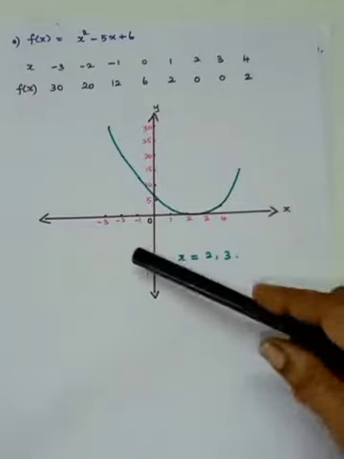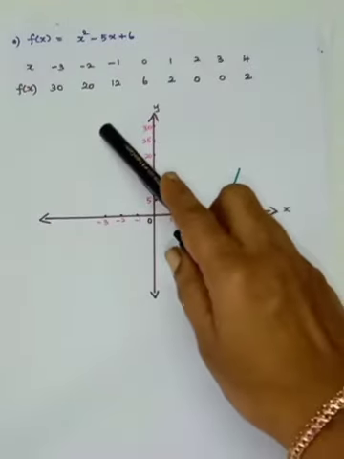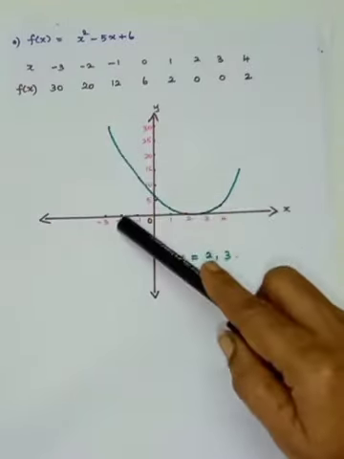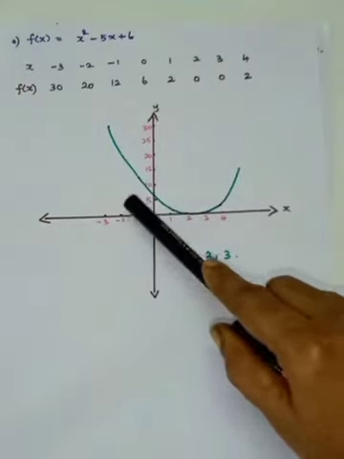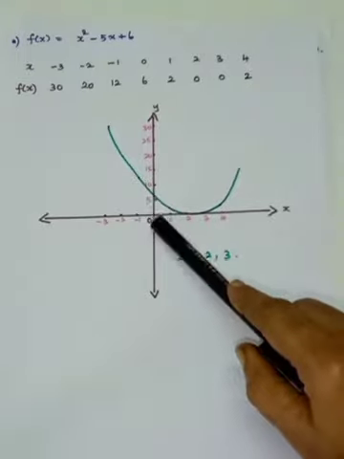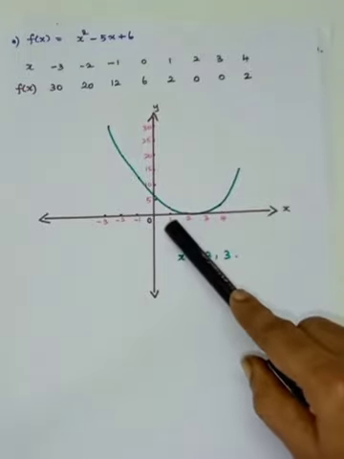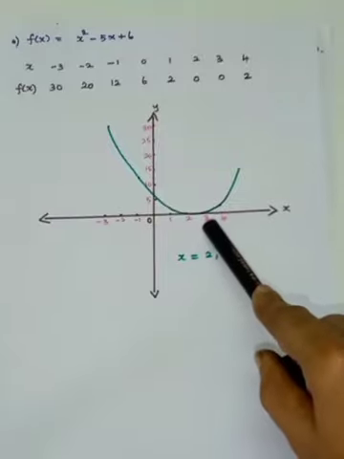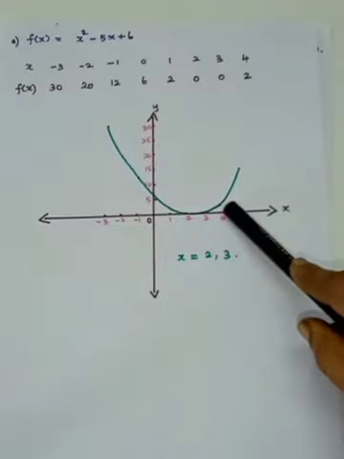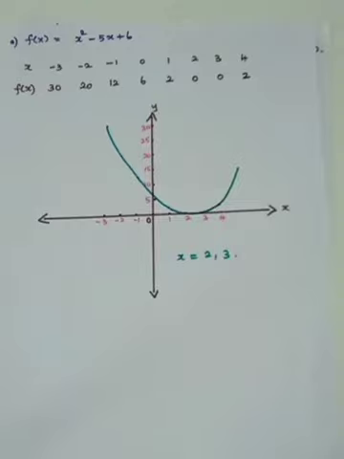So you see now first minus 3 comma 30 I have marked here, and minus 2 comma 20, and minus 1 comma 12 I have marked, 0 comma 6 and 1 comma 2, 2 comma 0, 3 comma 0 and 4 comma 2. So it's a parabola.